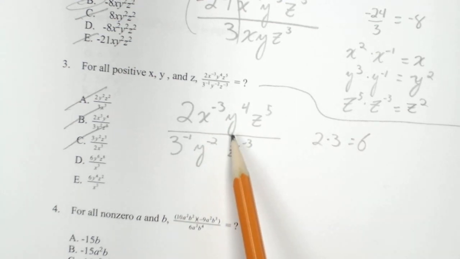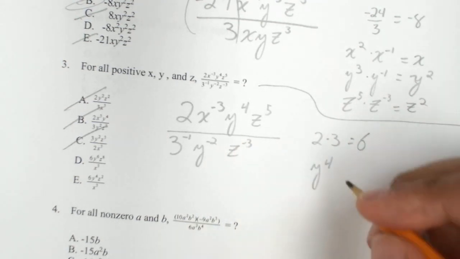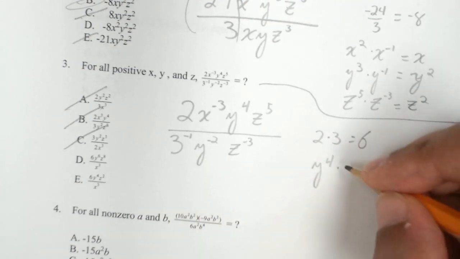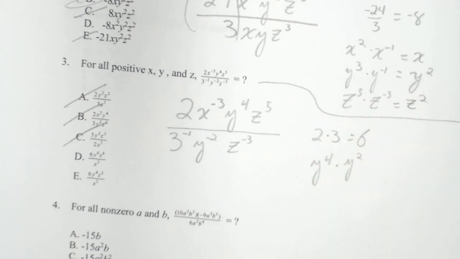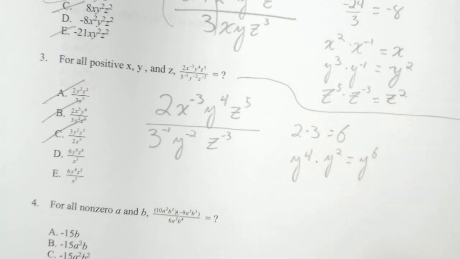Now we go to the y's. Right? We have a y to the 4th, and we have a y to the negative 2 in the denominator, which is going to give us a y squared. Right? 4 plus 2, this is going to give us y to the 6th.